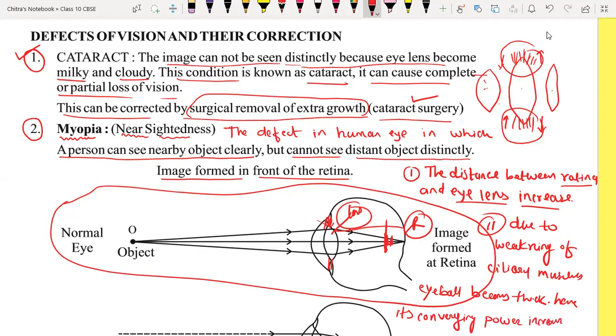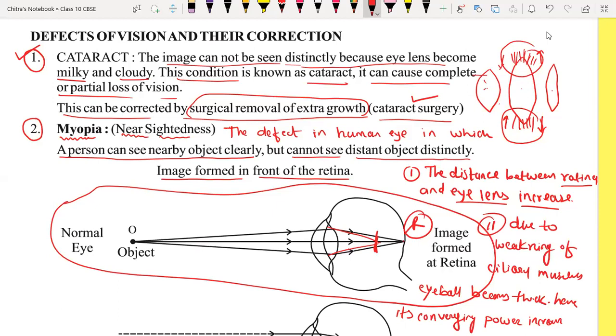Okay, so due to increase in converging power, the lens will converge the light right in front of the retina. If that lens becomes more thick, it will converge the light and focus on the principal axis before the retina, like this over here. At that time the image will form in front of the retina. So these are the two possible reasons for myopia. Okay, everyone?